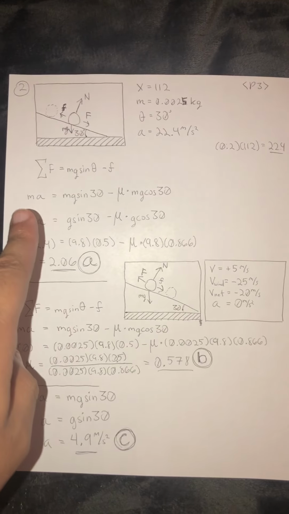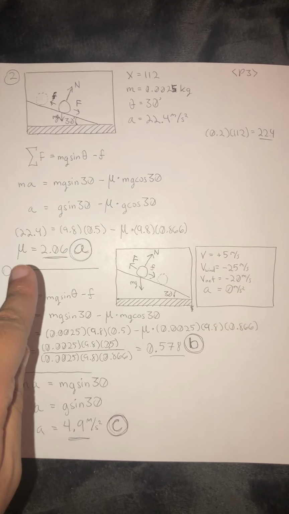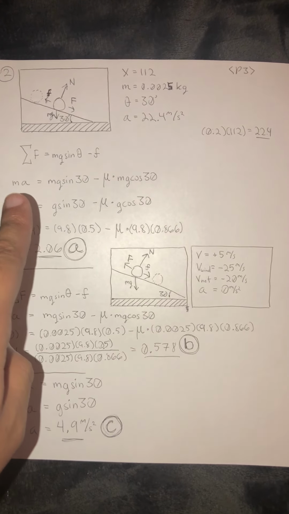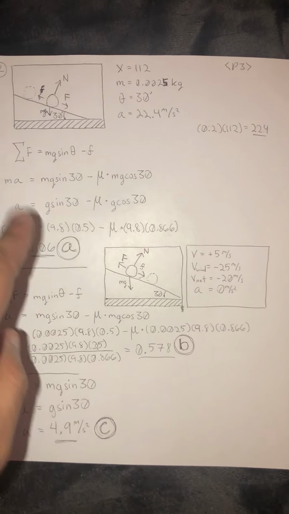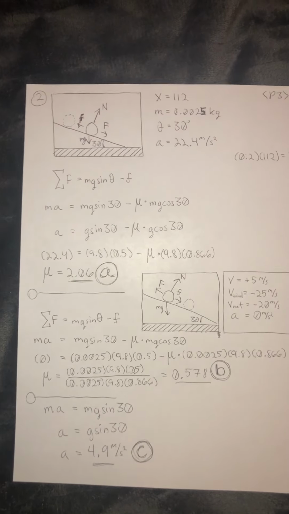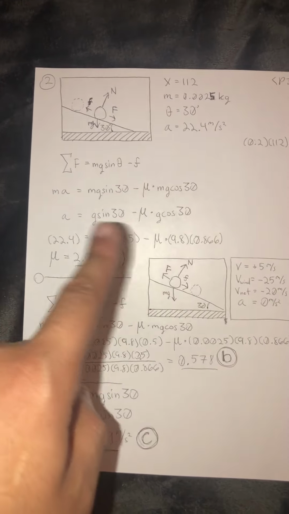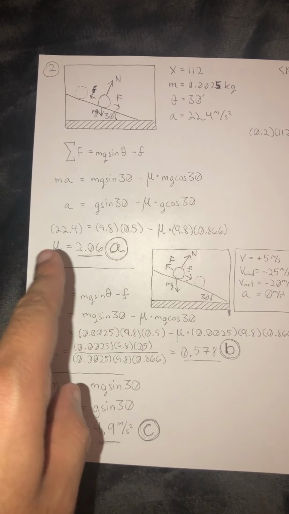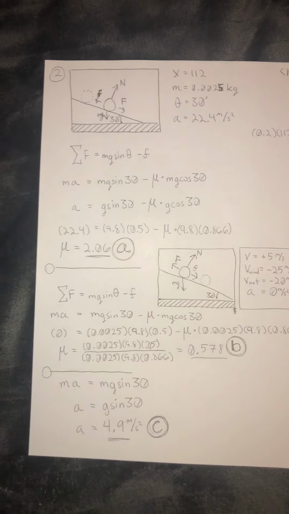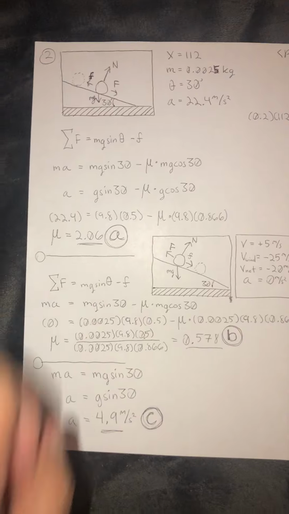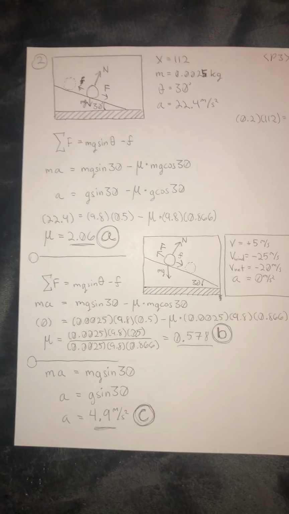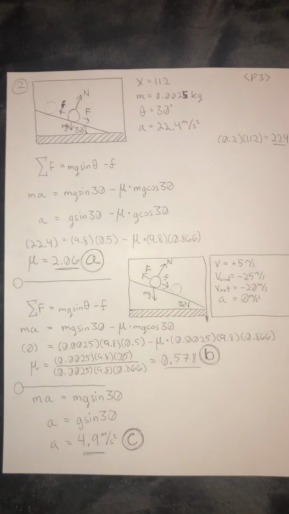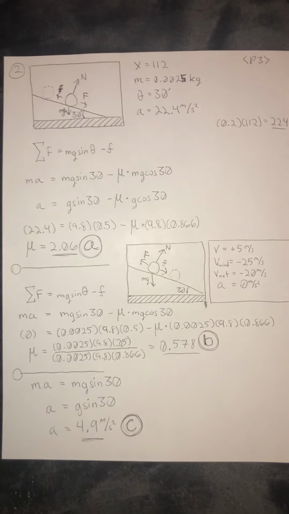I first start by trying to solve for the coefficient of this friction, and I do so by setting up all of the forces acting on it. I divide out the mass, and then I plug in all of the numbers that were given, and when solving for the coefficient, I get a 2.06, and that's the coefficient of friction that's acting on the rock as it's going down that hill.